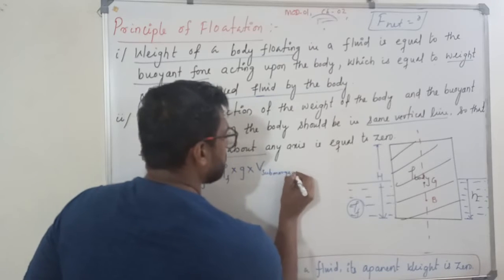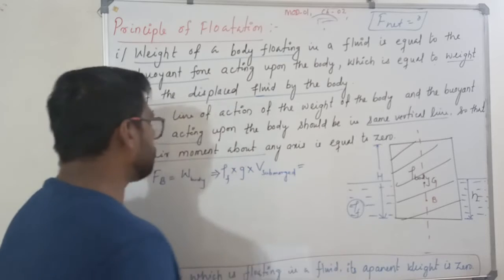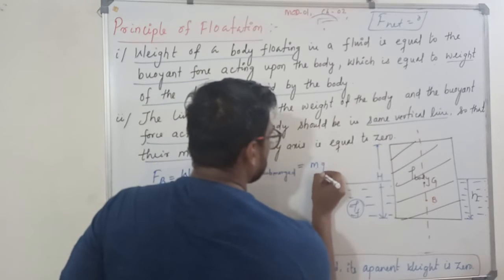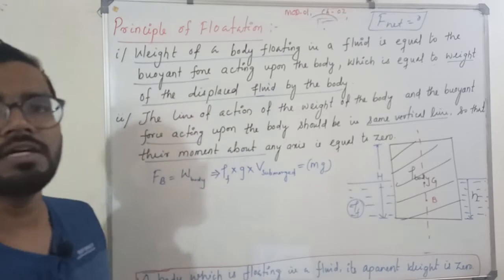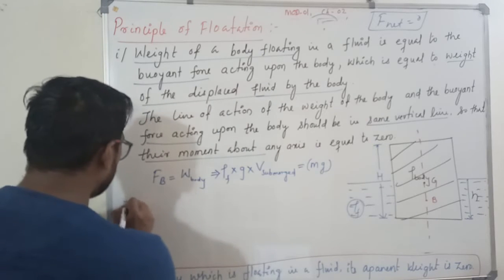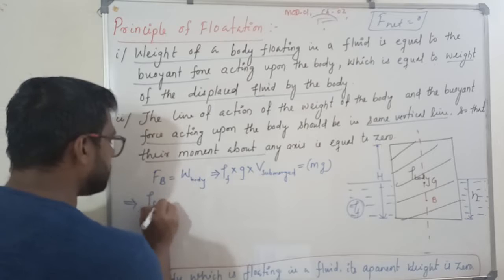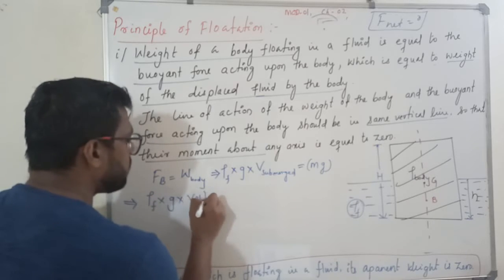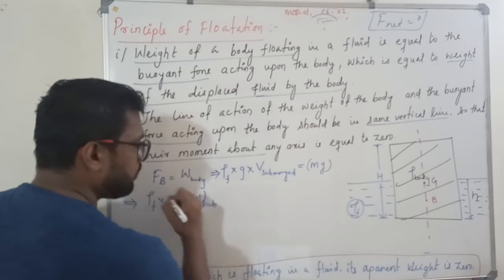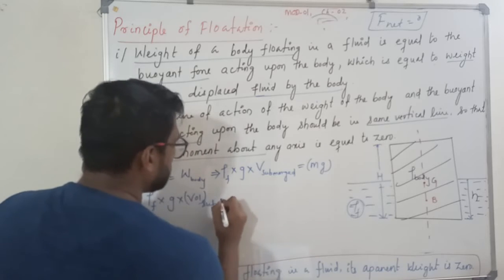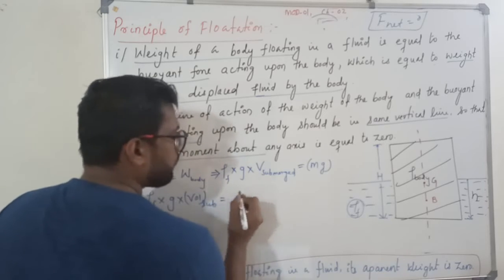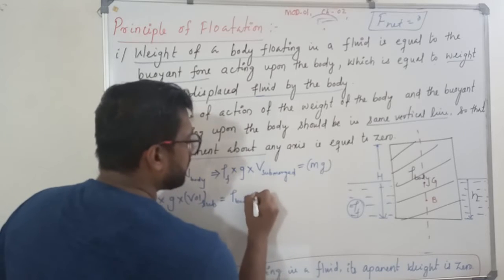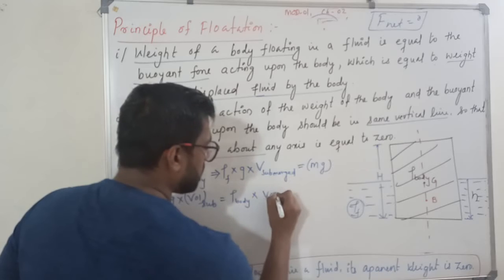MERGD. Okay. This is equal to what? Weight of the body. What is the weight of the body? Sir, mass multiplied by gravity. M into G is the weight of the body. Very good. So this implies density of fluid multiplied by gravity multiplied by volume submerged is equal to density of the body multiplied by volume of the body.